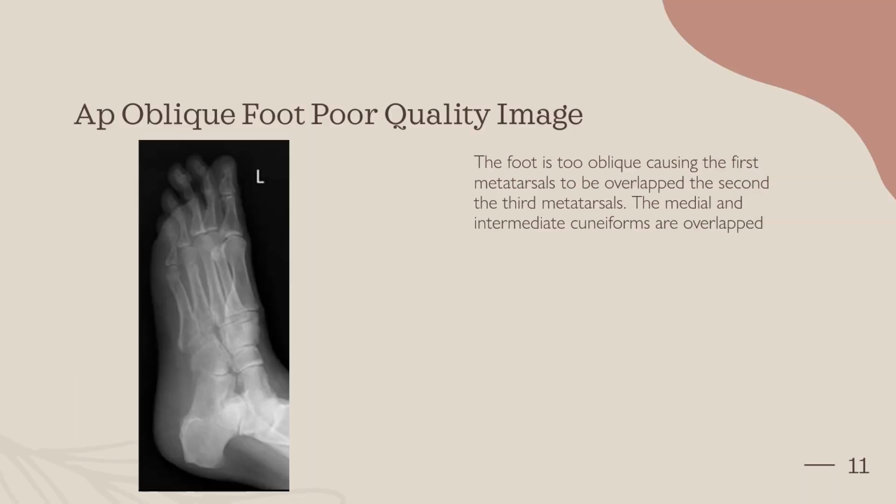For a poor quality image, we can see the foot is too oblique because the first metatarsal is overlapping the second and third metatarsal as seen here. And then the medial and intermediate cuneiform are overlapped right here, which those are supposed to be separated. So we need to oblique less.